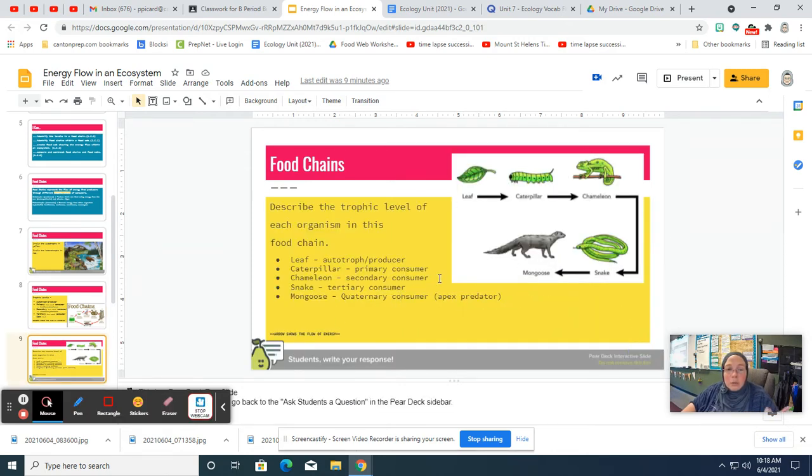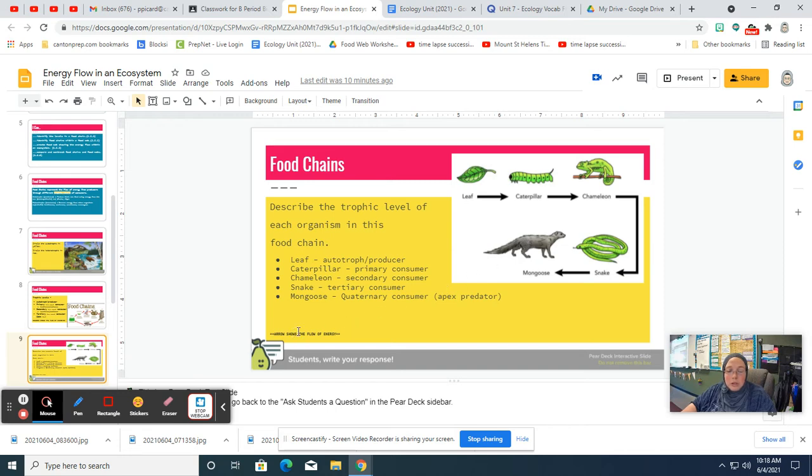Now, let's go ahead and talk some more about food chains. If you were asked to identify the trophic levels of each organism in this food chain, we're starting off here with the leaf as our autotroph, moving into the caterpillar, our primary consumer, our chameleon, our secondary consumer, snake as our tertiary, our mongoose as our quaternary or our apex predator.